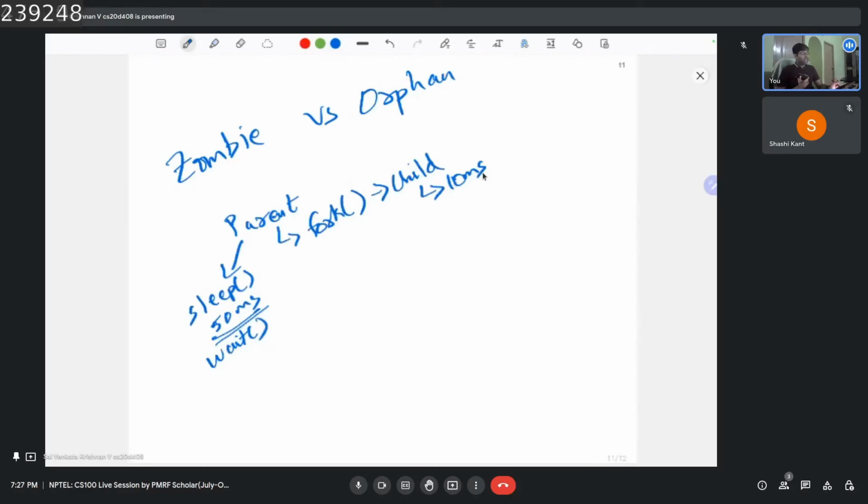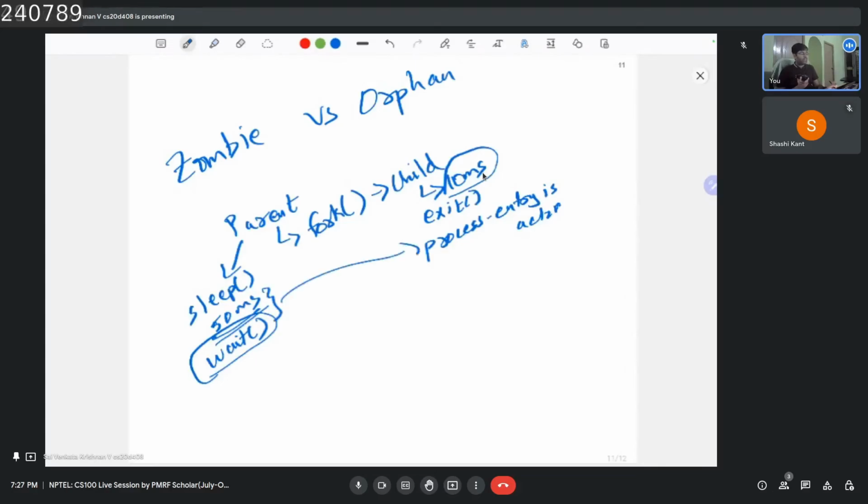Now the child process, once it finishes execution after 10 milliseconds, calls exit and terminates. So the child exits, but its process entry is still active because the parent was sleeping for 50 milliseconds and invoked the wait system call only after that. Till this time the process entry would be active. So this is one scenario explaining a zombie process.